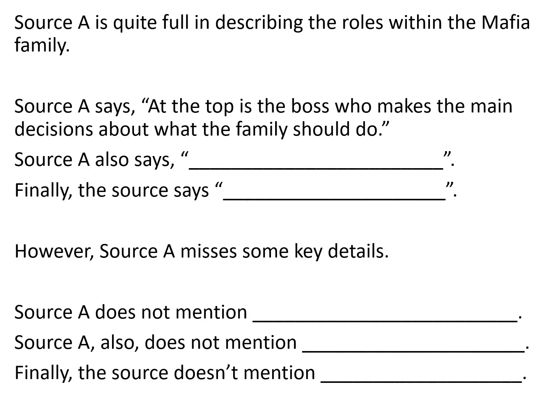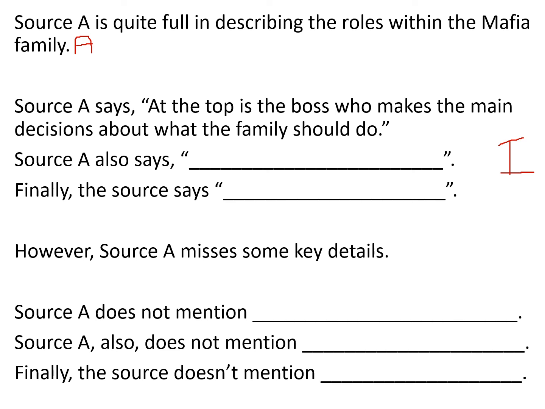You might structure your answer a little bit like this. You have your opening sentence, which is your A. So you would write: Source A is quite full in describing the roles within the Mafia family. Or: Source A describes the roles within the Mafia family to an extent, but not totally. It's entirely up to you. You then need 3 things that the source includes, and that's our I in AID. So you start by saying the source says, and we just quote it. The source also says, and we put another quote, and finally the source says, and we put a final quote.